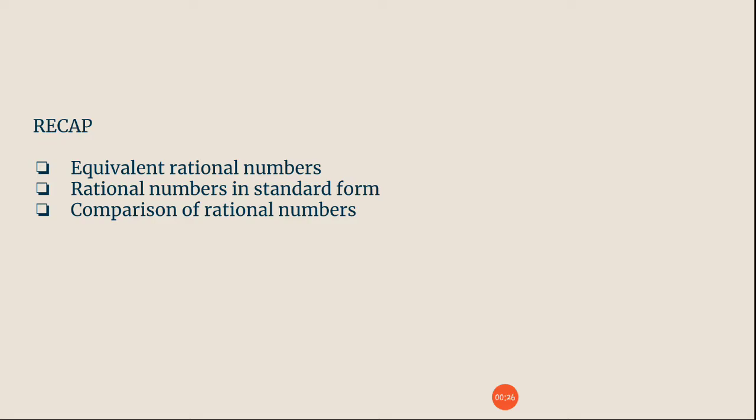Equivalent rational number. How will you find the equivalent rational number? You have to multiply and divide with the same number so that we will get an equivalent rational number. And the next one, rational numbers in standard form. I told you standard means 1. That means both the numbers should have only one common multiple and it should be 1.